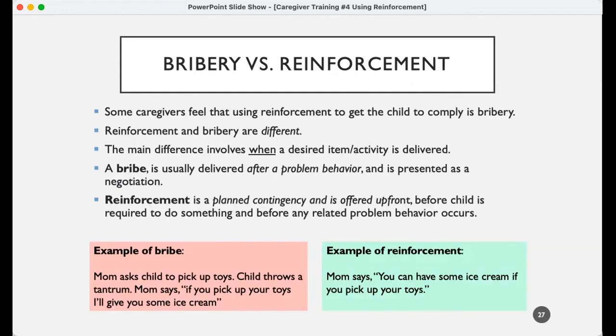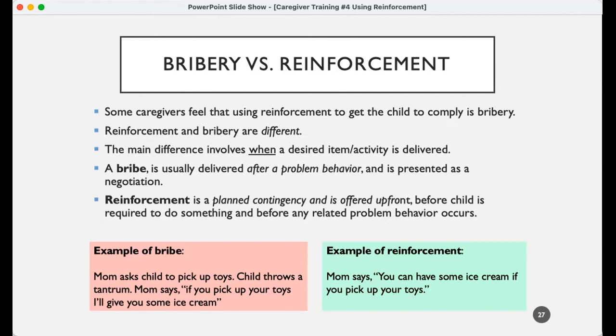A common misconception is that bribery and reinforcement are the same things. They are actually very different. The main difference involves when a reinforcer is delivered. A bribe delivers reinforcement after a problem behavior and is presented more as a negotiation. Reinforcement is a planned contingency, and it's offered upfront before the child is required to do something and before any related problem behavior might occur.